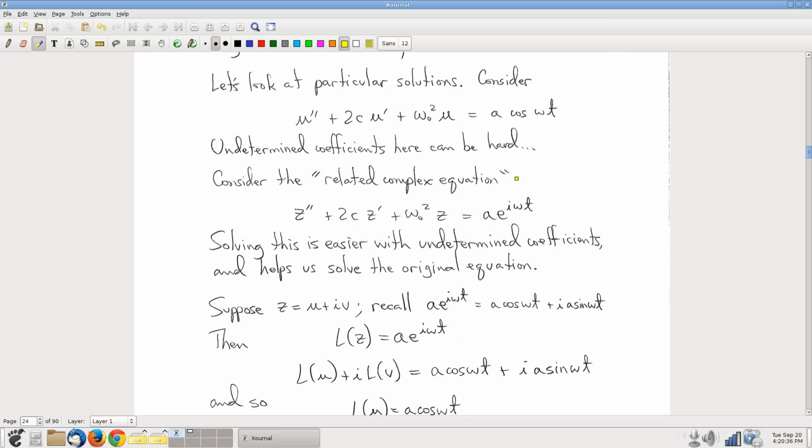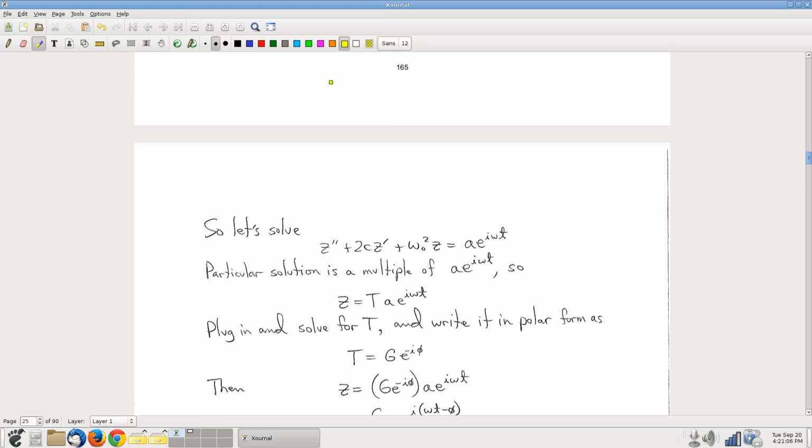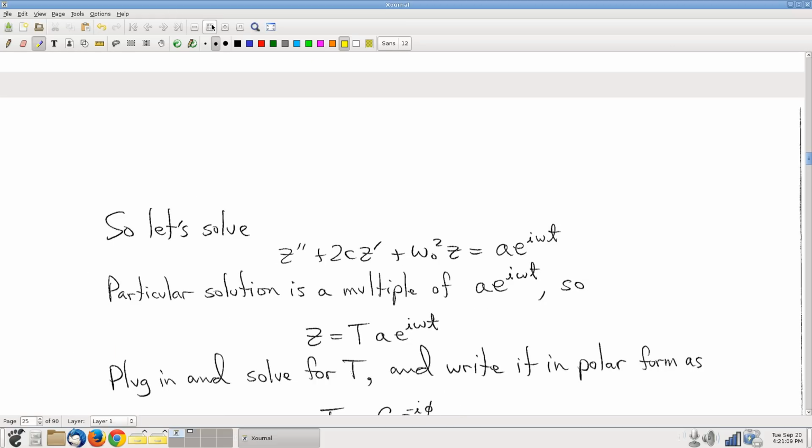Okay, so now let's get back to our business at hand. Our goal was to solve this differential equation. Note the right-hand side is a cosine omega t, and we've come to the conclusion that if I can solve this related complex equation, then I have a means for interpreting the solution that I'm actually looking for. So first things first, let's actually solve now this differential equation. Okay, so here it is. Again, same equation.